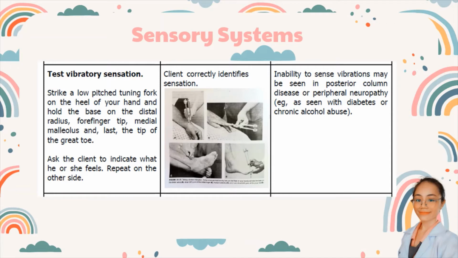The abnormal finding is the inability to sense the vibration, and may be seen in posterior column diseases or peripheral neuropathy. An example is seen with diabetes or people who have chronic alcohol abuse.